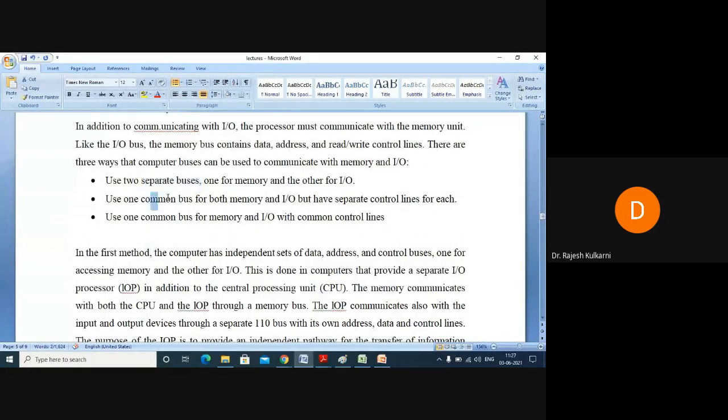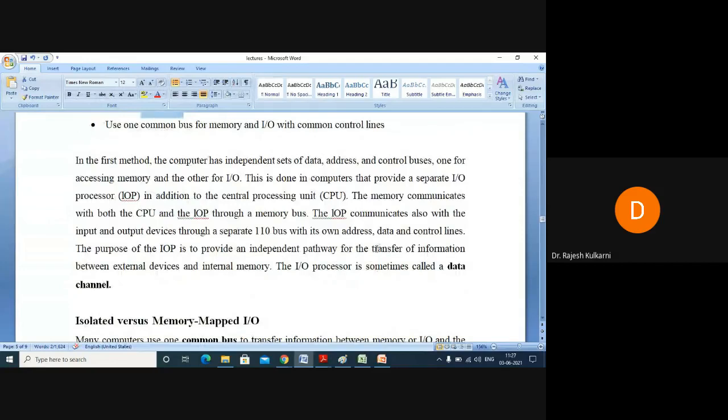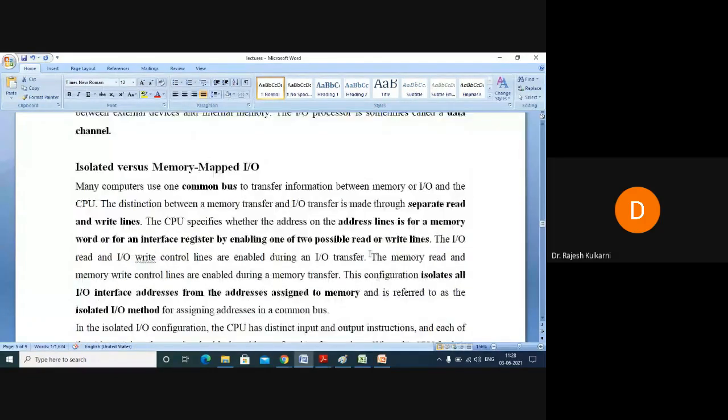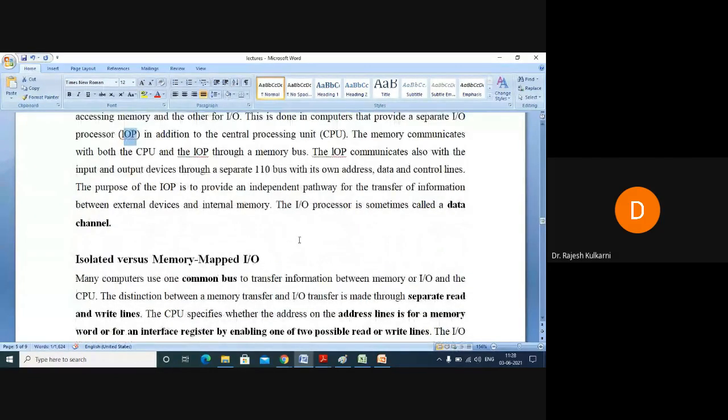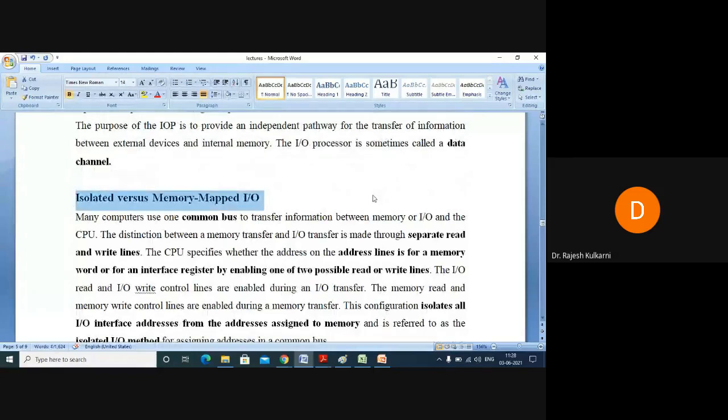The second scenario is common bus. When it is a common bus, you have separate control lines. Now, in the first scenario, to make it possible, we had mentioned that you require something called an IOP, IO processor. Now, this is where we said we'll repeat ourselves so that we are sure about this topic. But before that, let us also not forget the IO processor is also called a data channel.